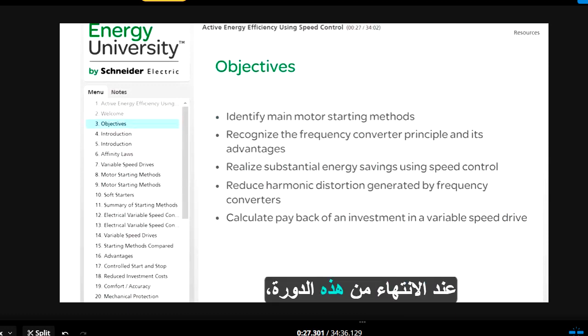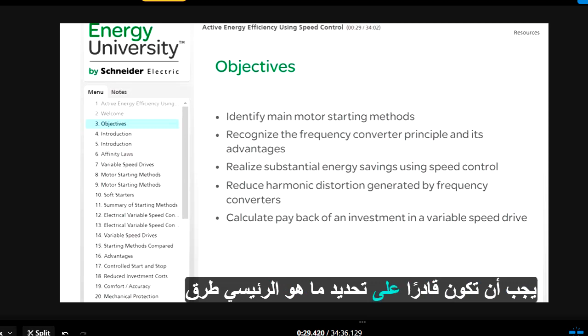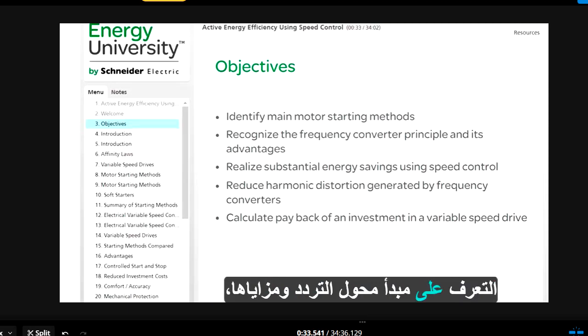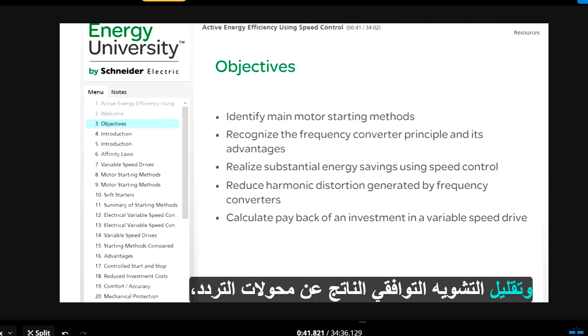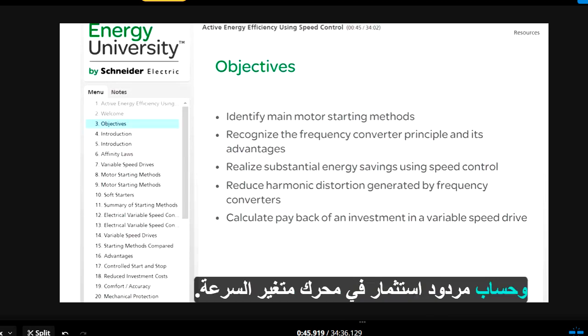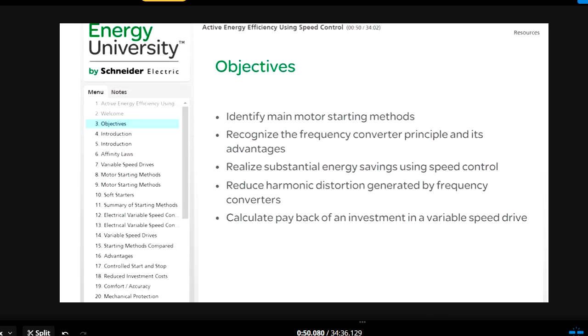At the completion of this course, you should be able to identify main motor starting methods, recognize the frequency converter principle and its advantages, realize substantial energy savings using speed control, reduce harmonic distortion generated by frequency converters, and calculate the payback of an investment in a variable speed drive.